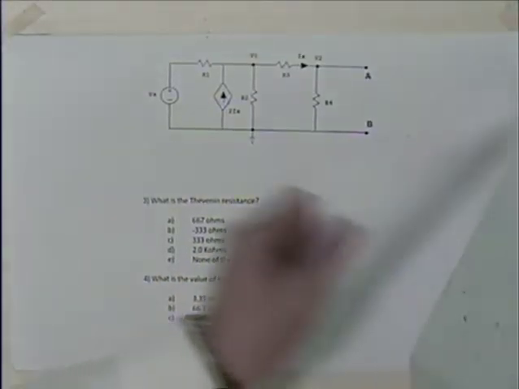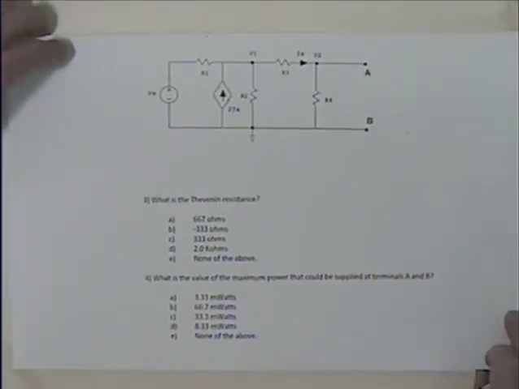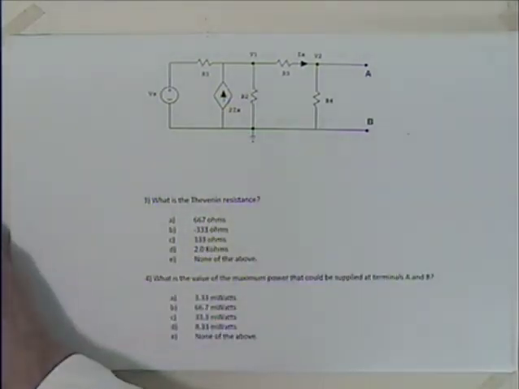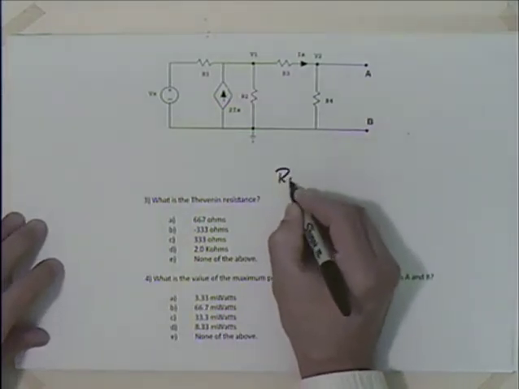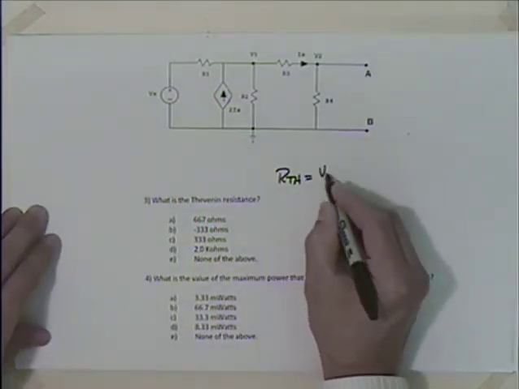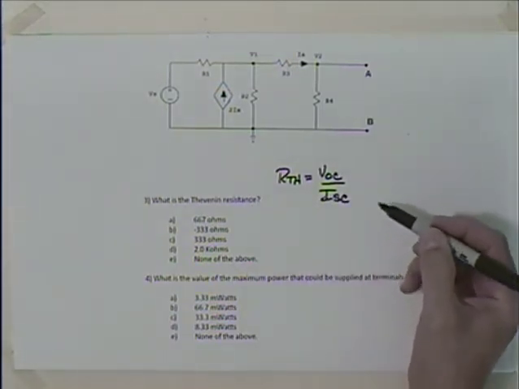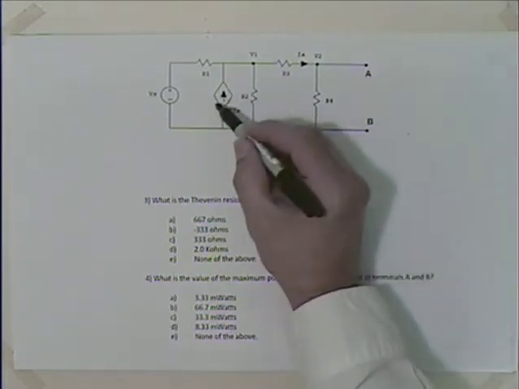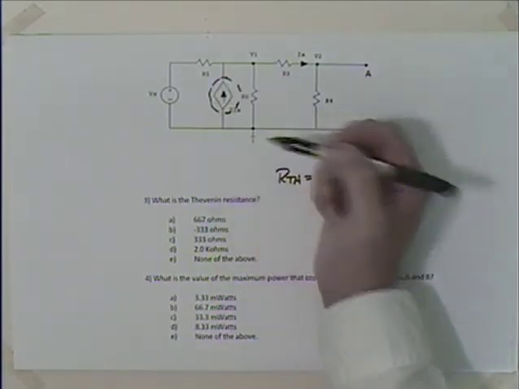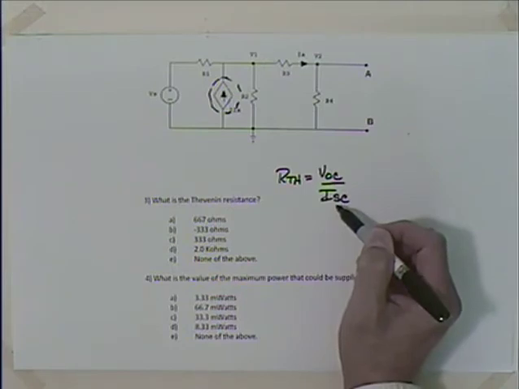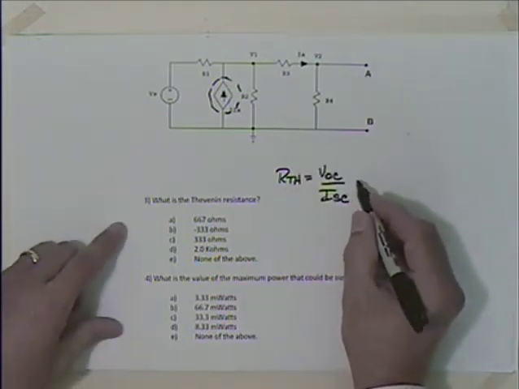Then, going to part number 3, what's the Thevenin resistance? Well, we know that the Thevenin resistance is now the ratio of the open circuit voltage. So our Thevenin is equal to V open circuit divided by I short circuit. Had we been able to use a shortcut, had this guy not been here, I could have used a shortcut, you could have got this directly, and then you would have only had to find V open circuit or I short circuit. But we didn't have that, so we have to do this.